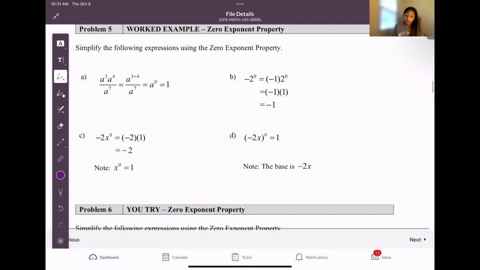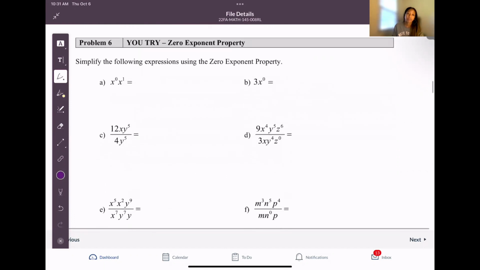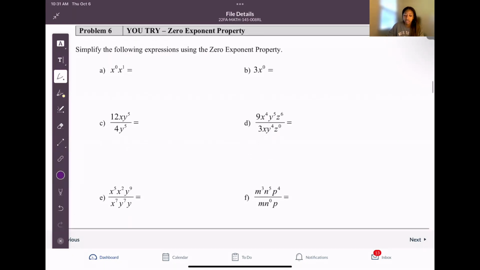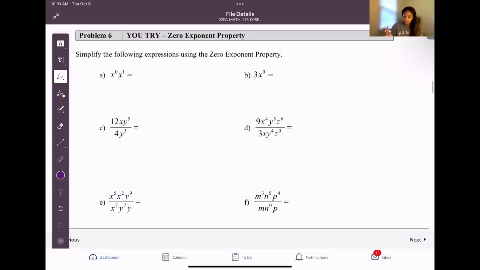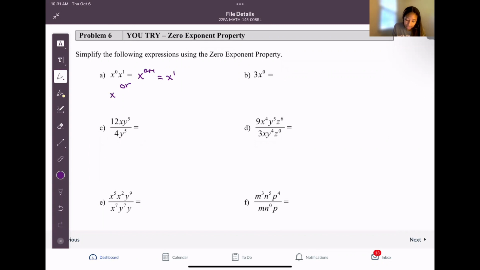Okay, we're going to jump to problem 6, where we try to simplify exponential expressions using the 0 exponent property and then also the multiplication and division properties. Well, the division property here. Okay, so for problem 6, x to the 0 power times x to the 1. You can think of it as 0 plus 1, which is x to the 1 power, or we can just say that x to the 0 times x to the 1 is 1 times x to the 1, which is x. So both of these equal x, or x to the 1st power.